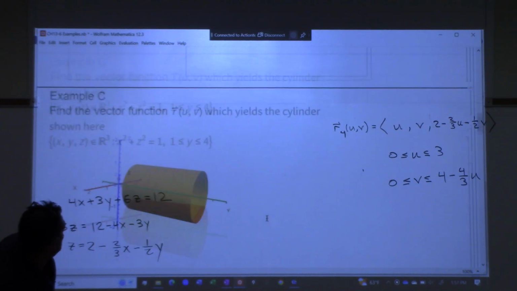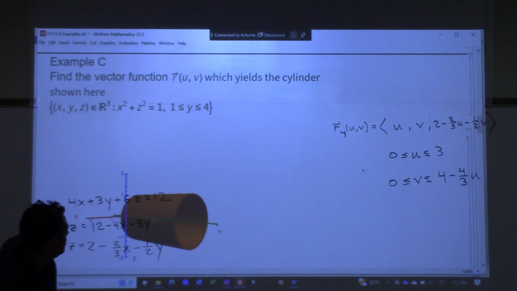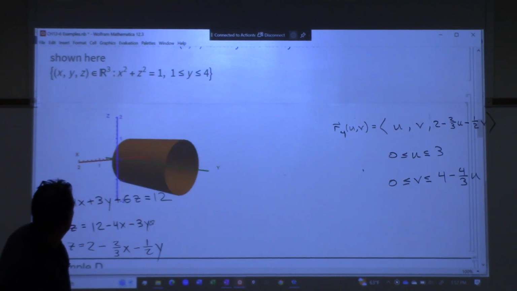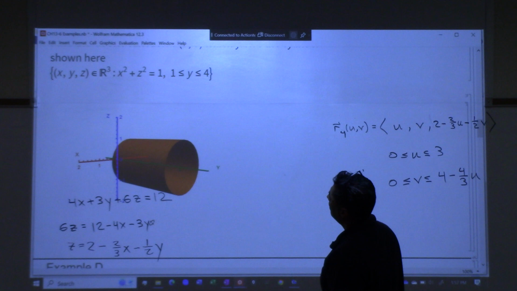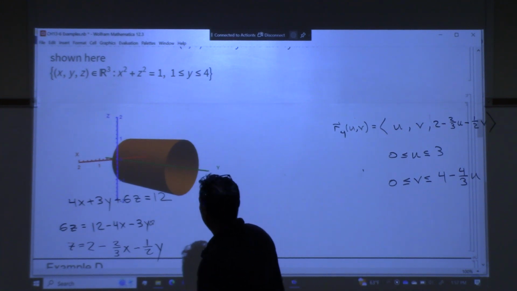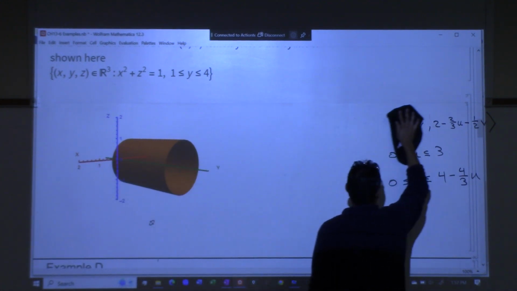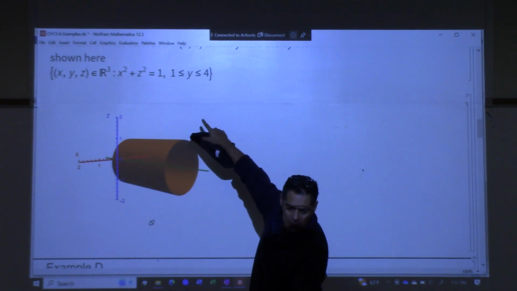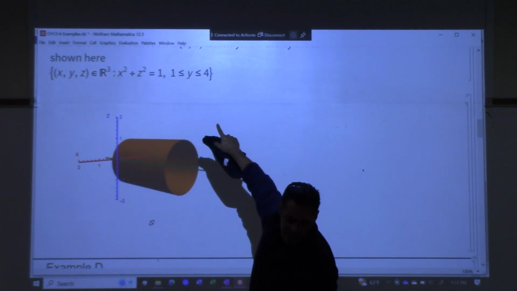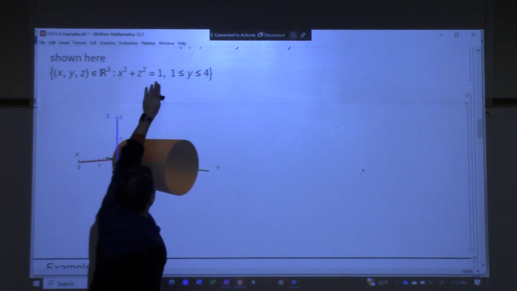All right, let's go to the next one. We want to draw a cylinder. Now this cylinder is hollow. It has a radius of 1. I gave you the restrictions up there. It's not written on your handout. So please notice that x squared plus z squared equals 1, and then y is between 1 and 4.